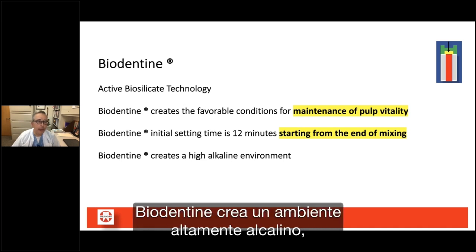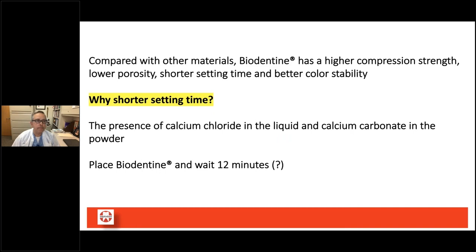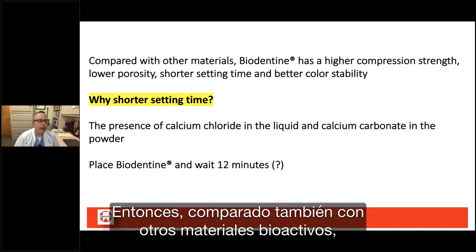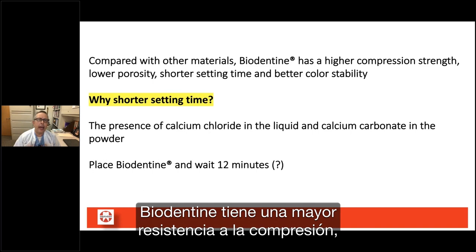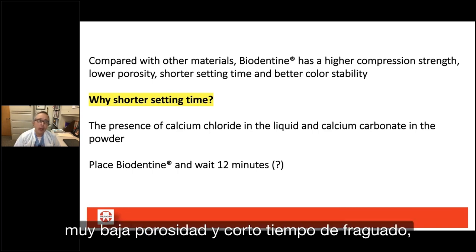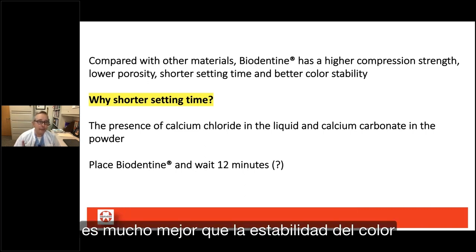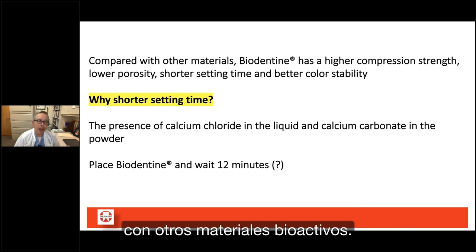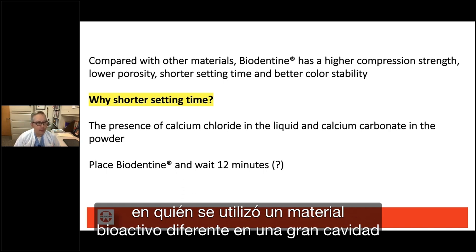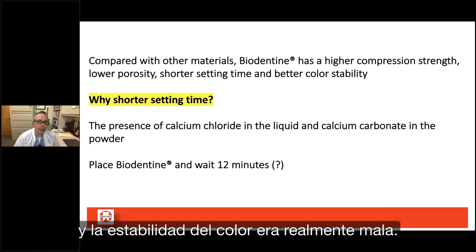As I mentioned before, Biodentine creates a high alkaline environment, and that is antimicrobial. Compared with other bioactive materials, Biodentine also has higher compressive strength, really low porosity, and short setting time. Not to mention that the color stability with Biodentine is much better than with other bioactive materials. This week, I saw a patient in whom a different bioactive material was used in a big cavity, and the color stability was really bad. I mean, the color was almost brown.